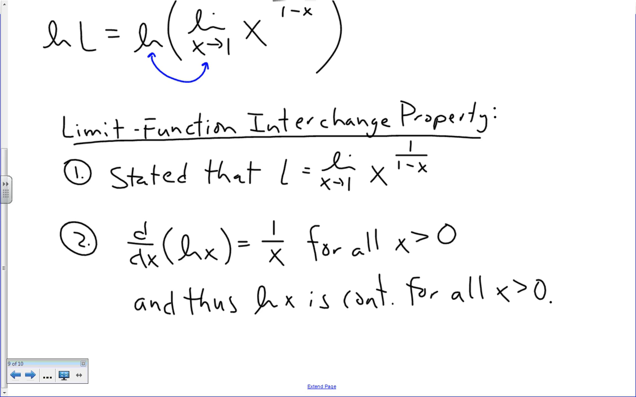But from now on, we're just going to use the property because we know both of these are going to hold every single time. The second one is always the same: the outside function is natural log. The first one, of course, is going to change as far as the limit is concerned, but we're always going to be setting L equal to our limit, and so the first property is always going to hold.